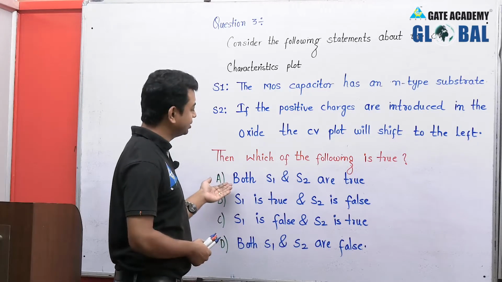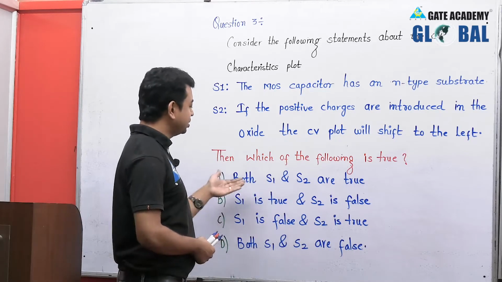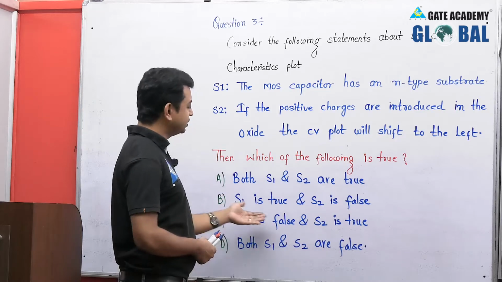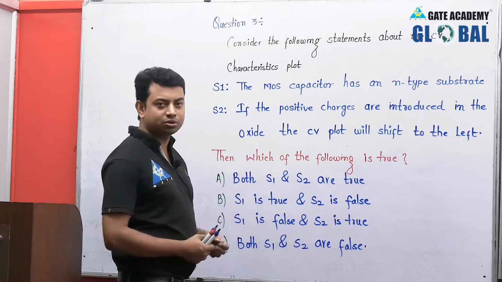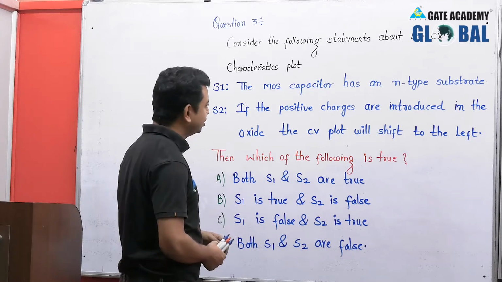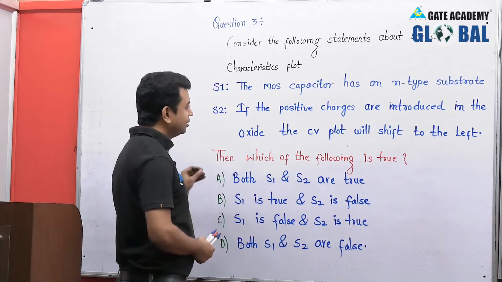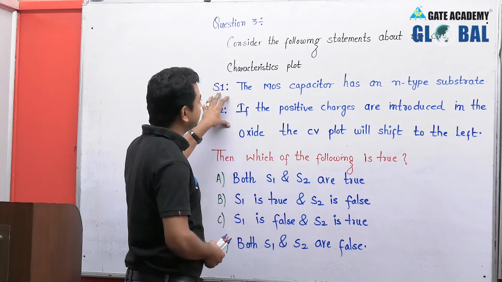We have the options like this. Both S1 and S2 are true, S1 is true and S2 is false, S1 is false and S2 is true, and both S1 and S2 are false. These are the 4 options that we have. So we have to analyze these 2 statements.